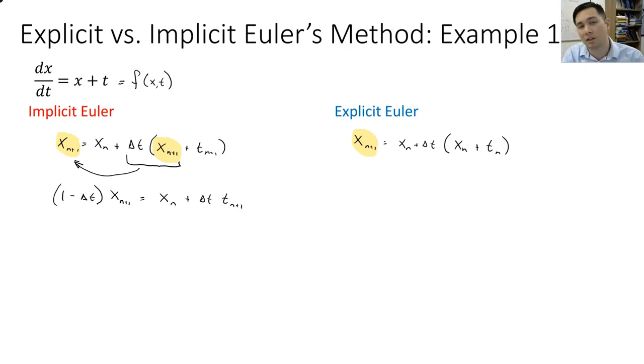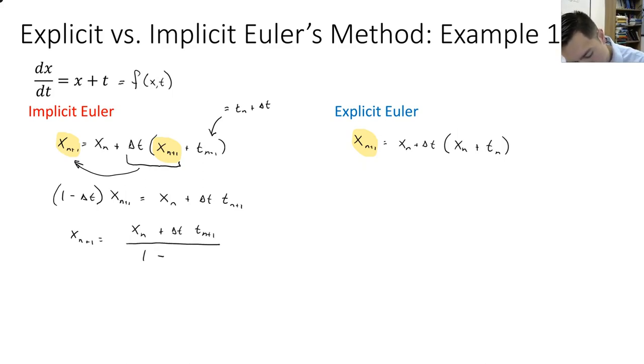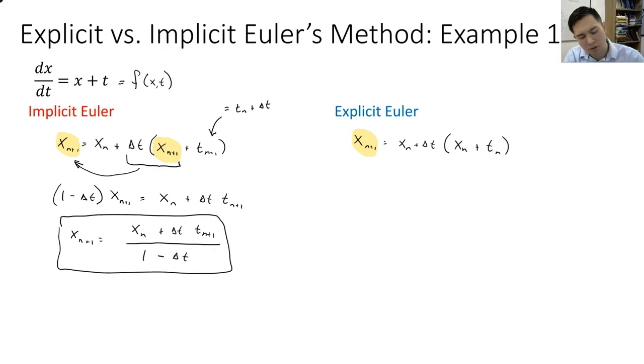Now I haven't highlighted t of n plus 1 as an unknown because we know that t of n plus 1 is equal to t of n plus delta t. But we'll leave it as t of n plus 1 because that's sort of a simplicity of our notation. So then we can divide across and isolate x of n plus 1 is equal to x sub n plus delta t times t of n plus 1, divided by 1 minus delta t. And so this would be the equation then that we could use when trying to code up how we would march forward in time.